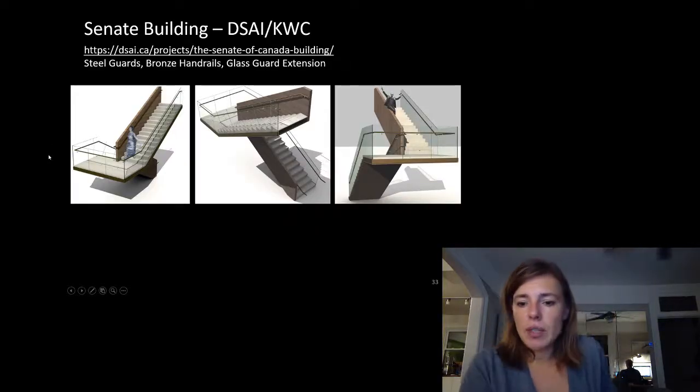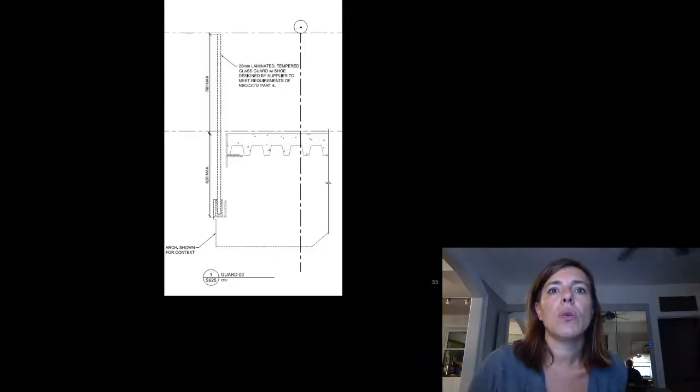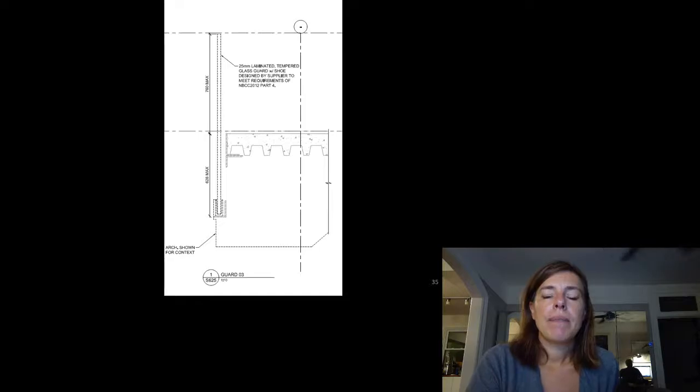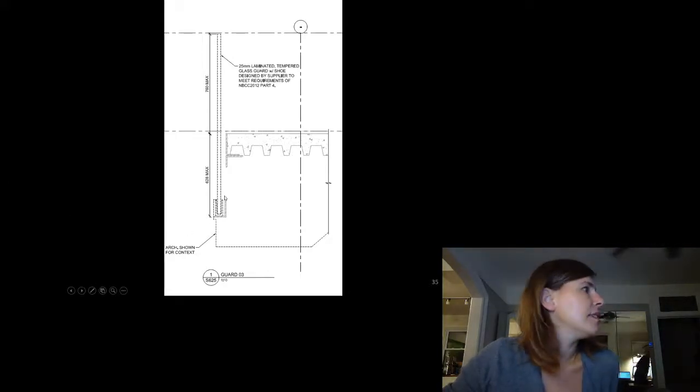So I already showed you this, so I'm going to brush through it a little bit. So here are my drawings. There were 8 different guard conditions on this building, and the glass had already been designed by the glass supplier. So that wasn't my scope.